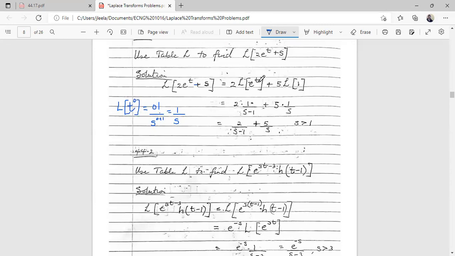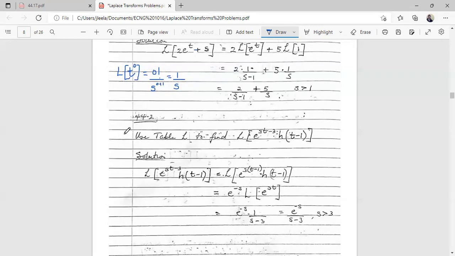So you end up here, e to the t, the Laplace of that will be 1 over s minus 1, and you have to multiply by 2. So you have 2 over s minus 1 plus 5 over s, and s must be greater than 1 here, right, in the denominator here, because this here can't be 0. Otherwise, you'll have an undefined value.